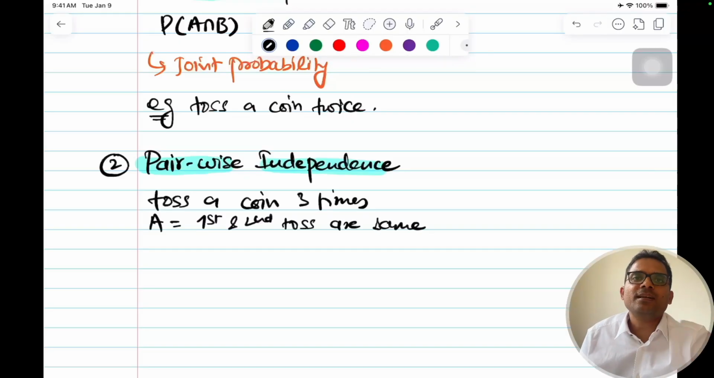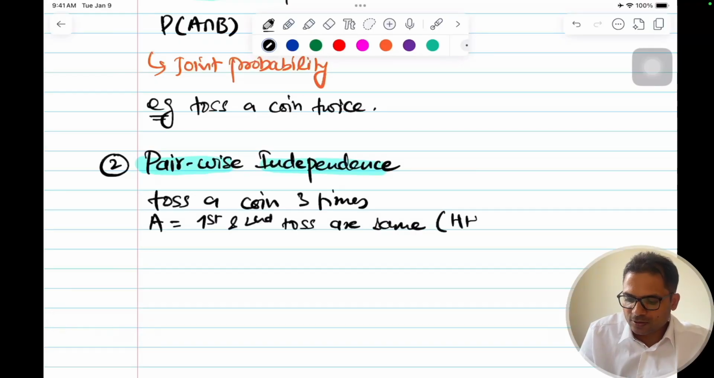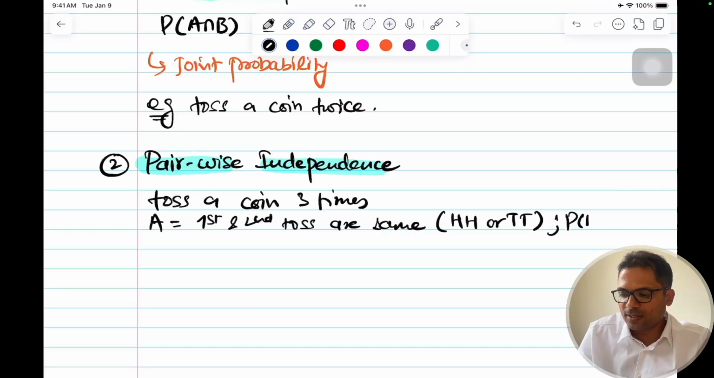So for example, if I get heads in the first toss, I should get heads in the second. If I get tails in the first, I should get tails in the second. So what will be our outcomes here? It will be HH or TT. Okay, this implies the probability of A will be how much?